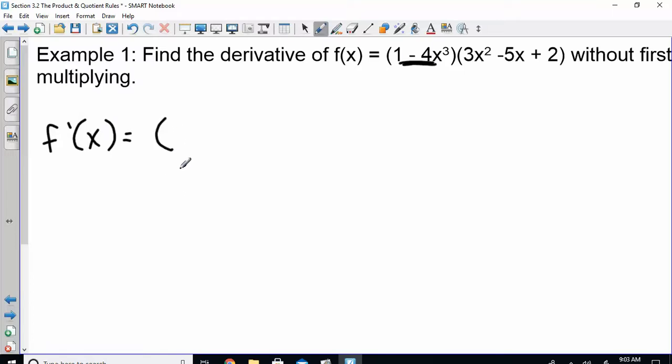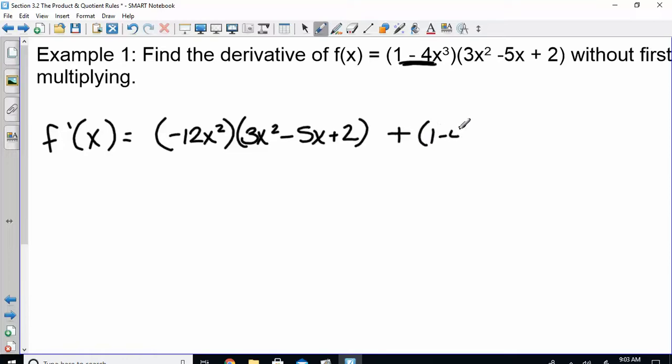If I did the derivative of that parenthesis, what do we get? Remember, the derivative of the 1 is a 0, minus 3 comes down, 4 times 3 is 12, subtract 1 from the power. Then the second parenthesis doesn't change. Plus, now the first one doesn't change, and you do the derivative of the second one. So what's the derivative of 3x squared minus 5x plus 2?